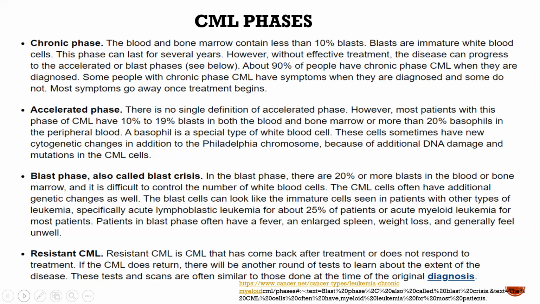Resistant chronic myelogenous leukemia, we can talk about this phase when, after some time of the treatment, all symptoms and changes in the blood return to the state before treatment, or when the patient has absolutely no response to the treatment prescribed.